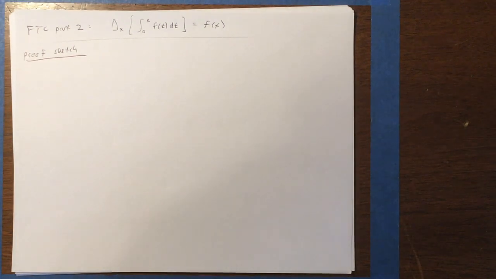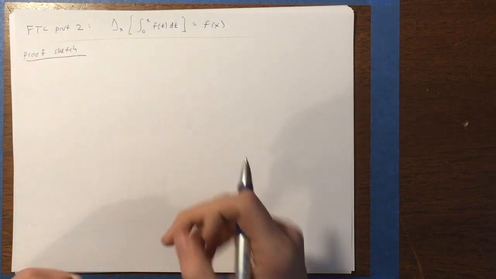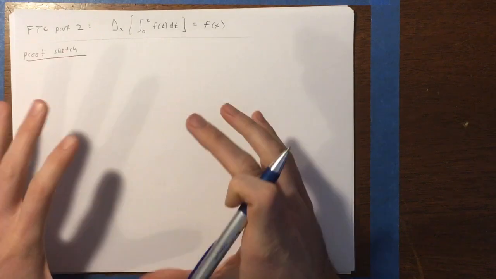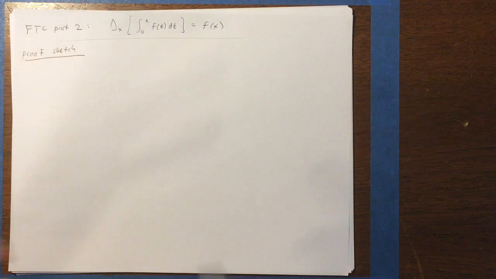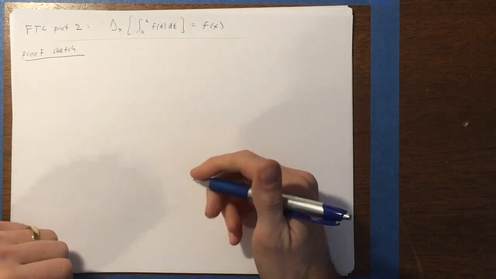Okay, so I'm going to go over a sketch of the proof of this. I'm not calling this a full proof because I am going to gloss over some of the details here, but I want you to understand with a little more rigor where this comes from. Understanding this proof is really going to solidify the connection between a definite integral and the idea of differentiation, a derivative and an antiderivative.